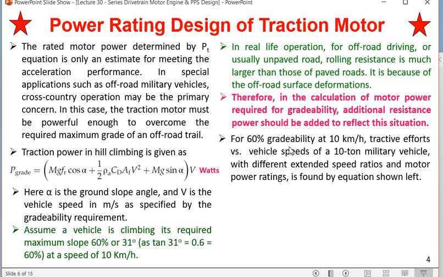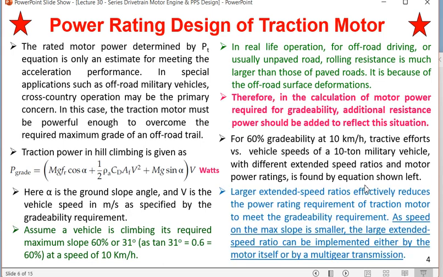For 60% gradability at 10 km per hour, consider the tractive effort versus vehicle speed of a 10-ton military vehicle with different extended speed ratios; the motor power rating is found by the equation shown on the left. Larger extended speed ratios effectively reduce the power rating requirement of the traction motor to meet the gradability requirement, which means that as the speed on the maximum slope is smaller, the large extended speed ratio can be implemented either by the motor itself or by a multi-gear transmission.